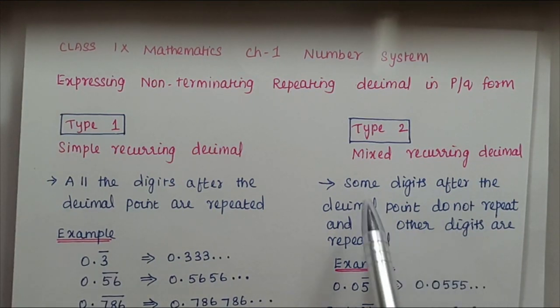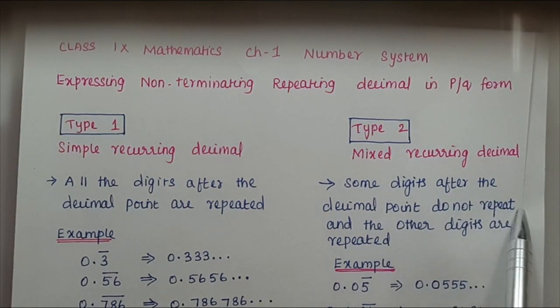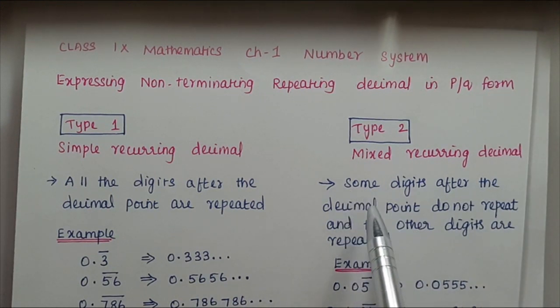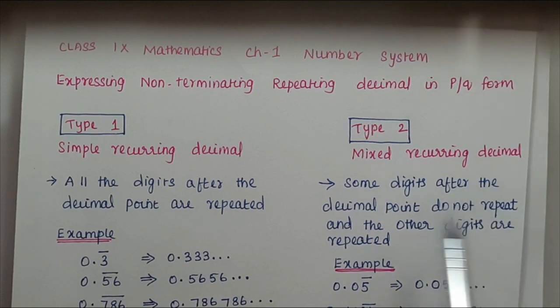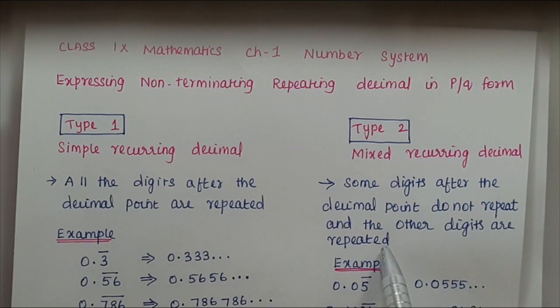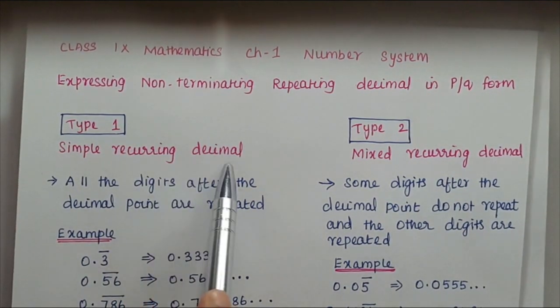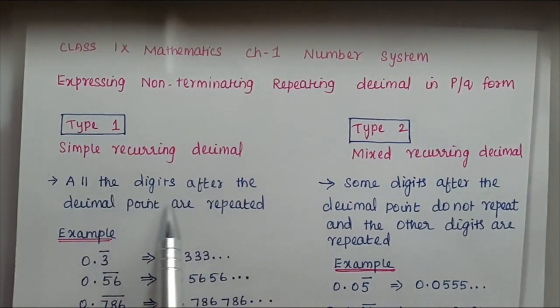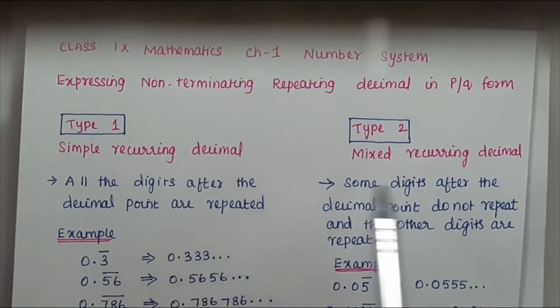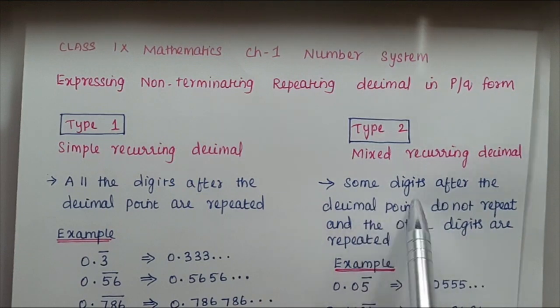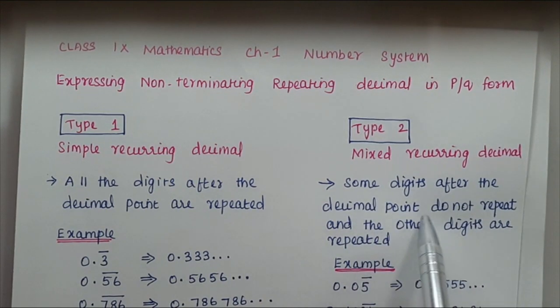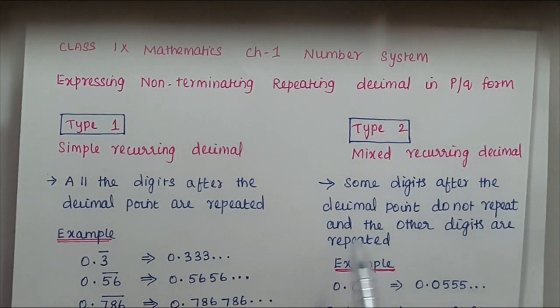Now we discuss mixed recurring decimal. In mixed recurring decimal, some digits after the decimal point do not repeat and the other digits are repeated. But in simple recurring decimal, all the digits after the decimal point are repeated. In mixed recurring decimal, some digits after the decimal point do not repeat, and the remaining digits are repeated.